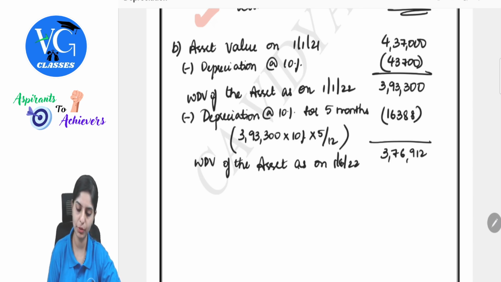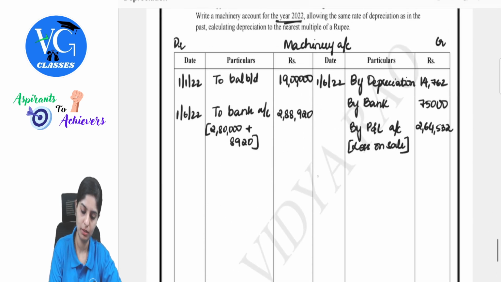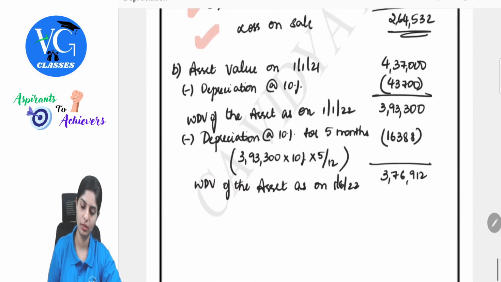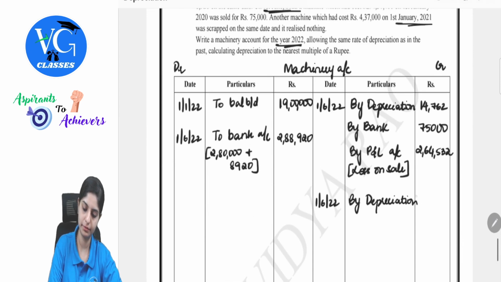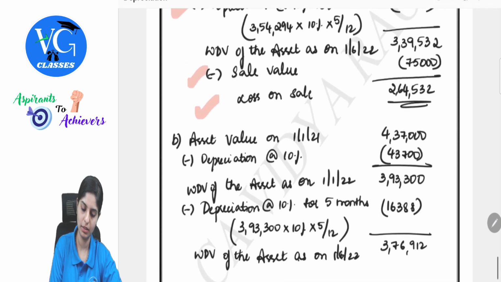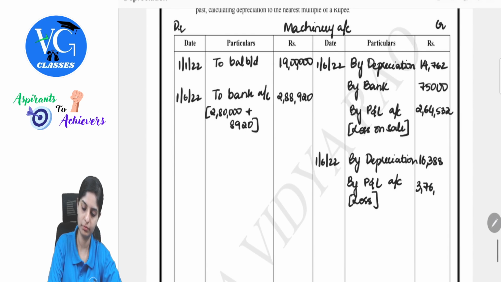So total value will be a loss. 1st June 22, by depreciation 16,388, by profit and loss account. Loss is 376,912.